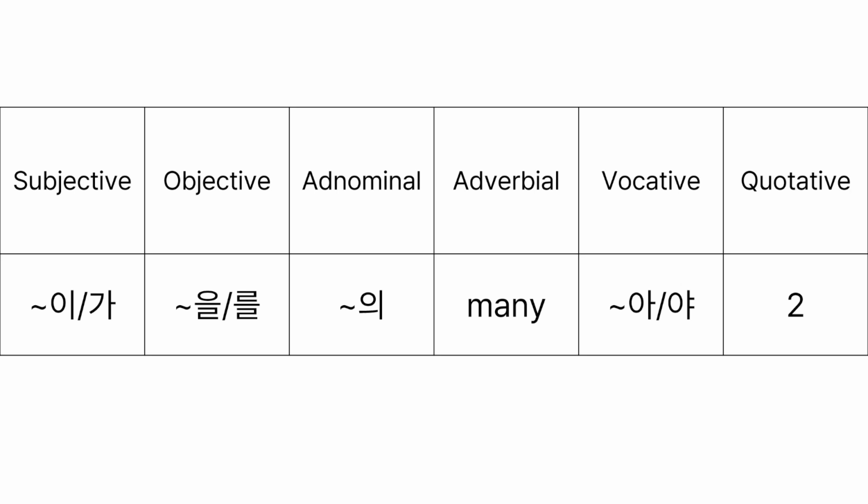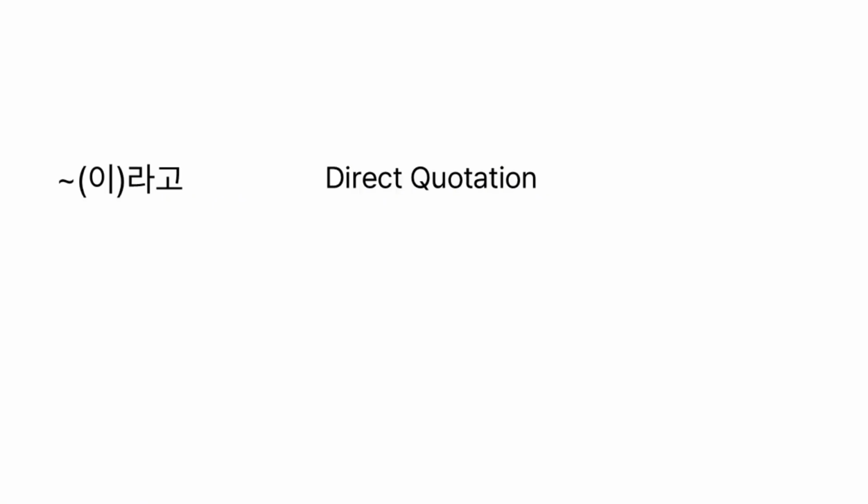Quotative case particle can make anything into a quotation. And there are 2 different quotative case particles, and the first one we will learn is something something 이라고. 이라고 and 라고 have the same meaning, but they differ for easier pronunciation. They are used for direct quotation. Let me show you some examples.